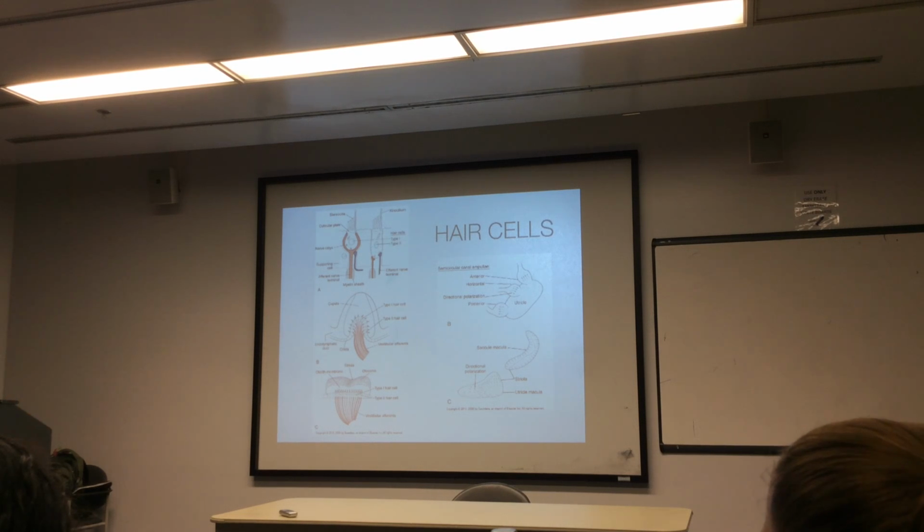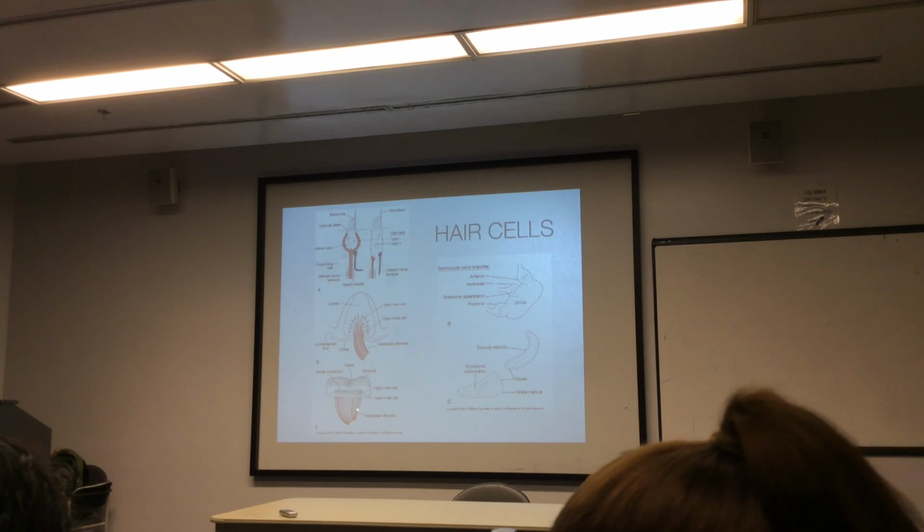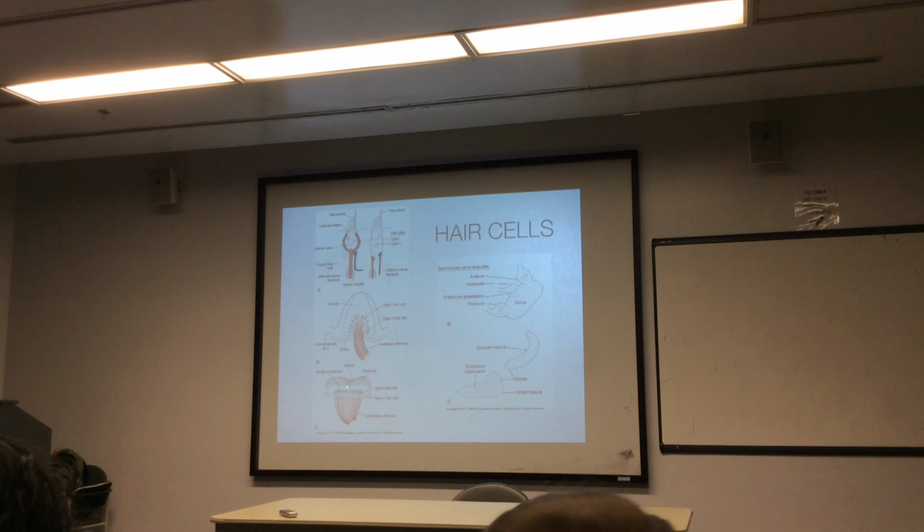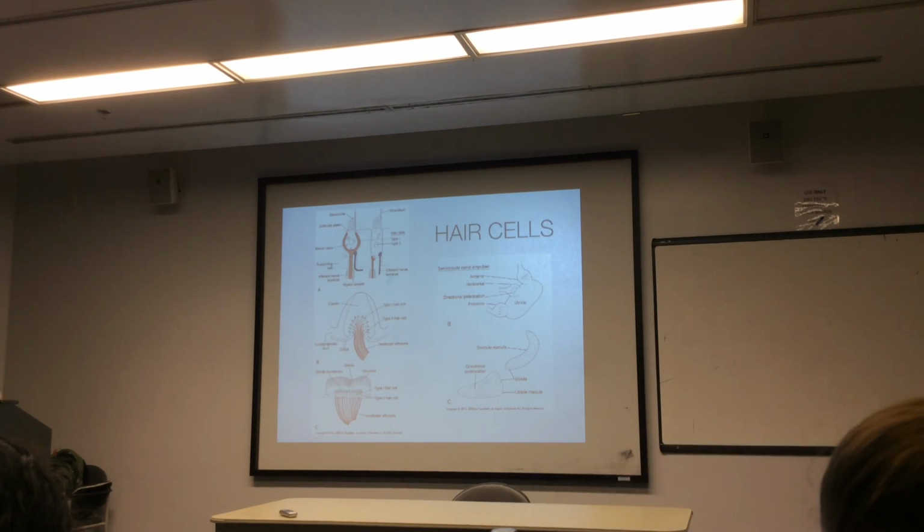Okay? The same thing happens here with the macula. They have an otolith membrane that covers the hair cells, and these otolith membranes contain otoconia, which have calcium carbonate crystals that kind of respond more so to gravity. Okay? All right, so those are the two things here.